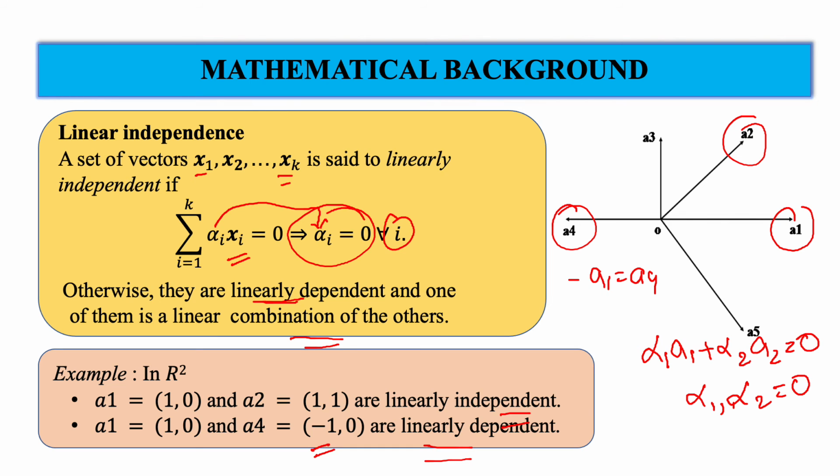So A1 plus A4 is equal to 0. This will happen when alpha 1 is equal to 1 and alpha 2 is equal to 1. So the sum of alpha i times Ai being 0 essentially means that the vectors are linearly dependent.